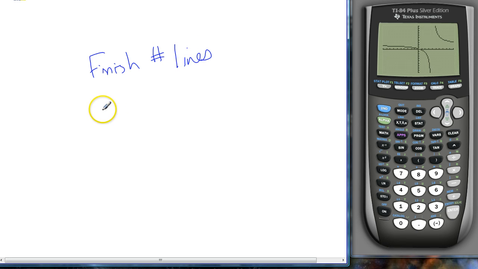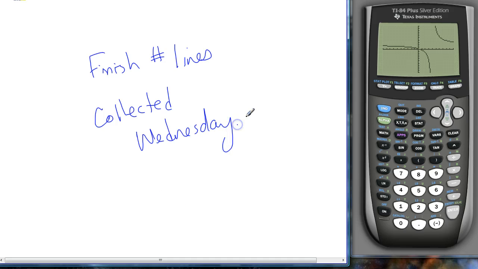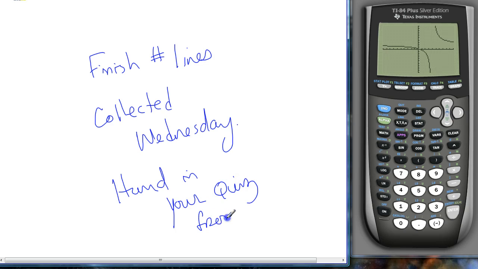Just a heads up, this will be collected on Wednesday, just to make sure that you actually copy down the work. And make sure you hand in your quiz that you had on Monday. There will be no lates.